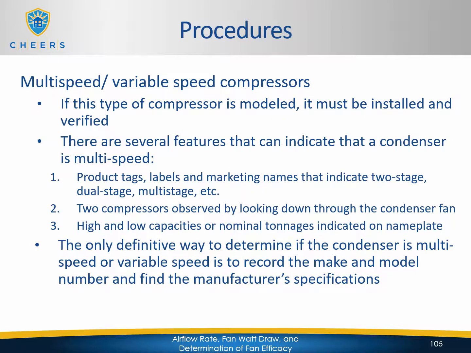For multi-speed and variable speed compressors, if this type of compressor is modeled, it must be installed and verified. Again, the CF1R will tell you. There are several features that indicate that a condenser is multi-speed: product tags, labels, and marketing names that indicate 2-stage, dual-stage, multi-stage, etc.; 2 compressors observed by looking down through the condenser fan; or high and low capacities or nominal tonnages indicated on the nameplate. The only definitive way to determine if the condenser is multi-speed or variable speed is to record the make and model number and find the manufacturer specifications.